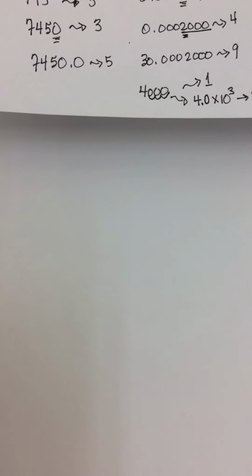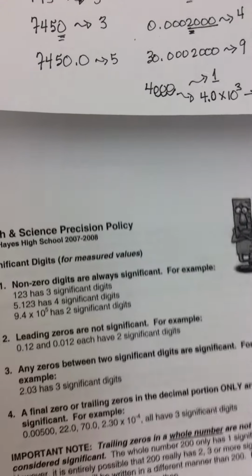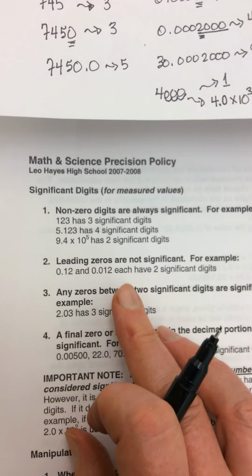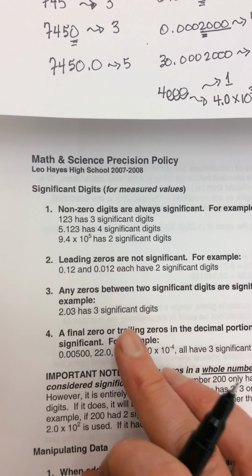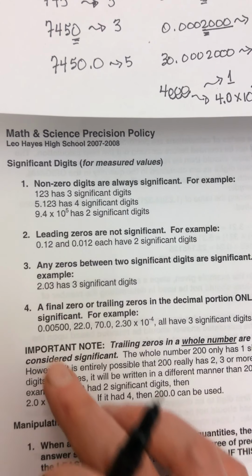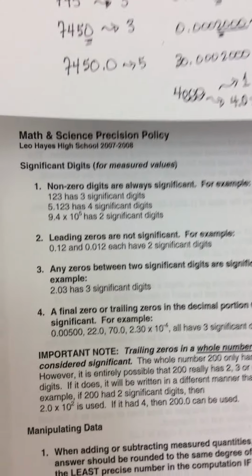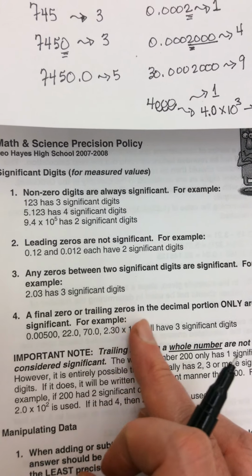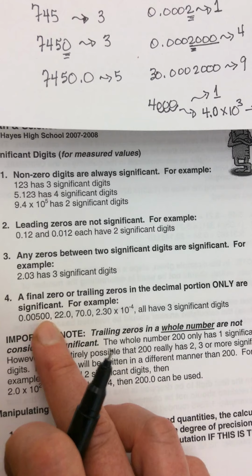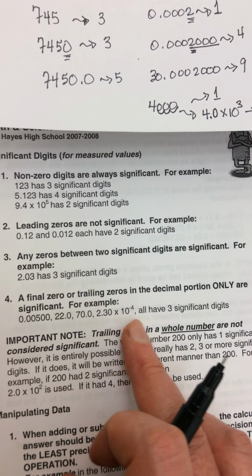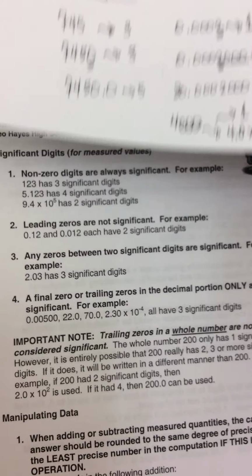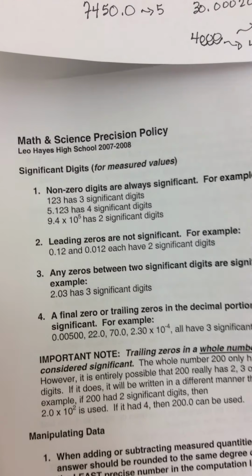Okay, so if you look at your sheet, I gave you a sheet with rules. Non-zero numbers are always significant. Leading zeros are not significant. Any zeros between 2 significant digits are, so the 0 here counts. A final 0 or a trailing 0 in the decimal portion only are significant. So these guys count, this counts, this counts, this counts. But if it was like that 4,000 without a decimal, they wouldn't count.